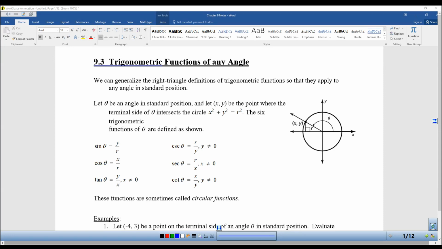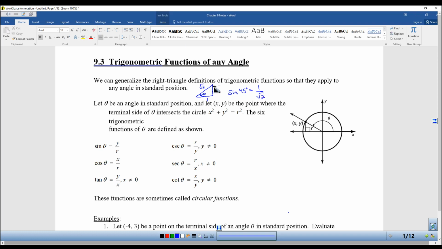So today we're going to take what we learned about right triangle definitions of trigonometric functions and apply them to any angle in standard position. In other words, before, if you wanted to talk about sine of 45 degrees, you thought about it in terms of the triangle. So this side is 1, this side is 1, this side is the square root of 2. And then you could say sine of 45 degrees is opposite over hypotenuse.